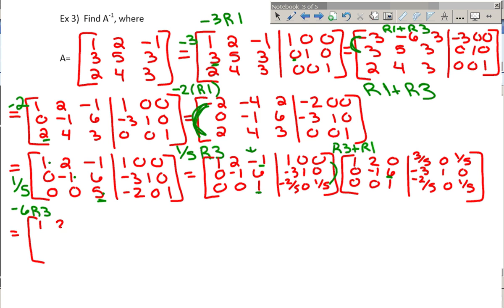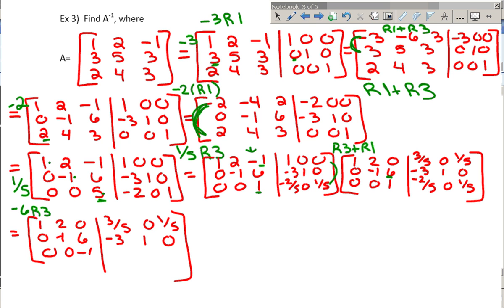So we get 1, 2, 0, 3 fifths, 0, 1 fifth, nothing's changed there. 0, negative 1, 6, negative 3, 1, 0, nothing's changed there. 0, 0, negative 6, 12 fifths, 0, negative 6 fifths. Remember, that third row is going to convert back, right?